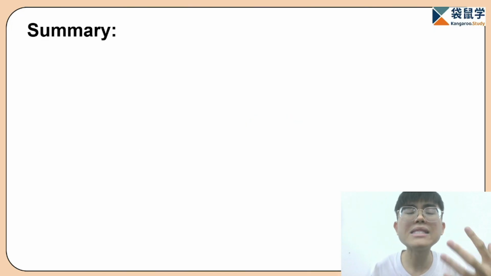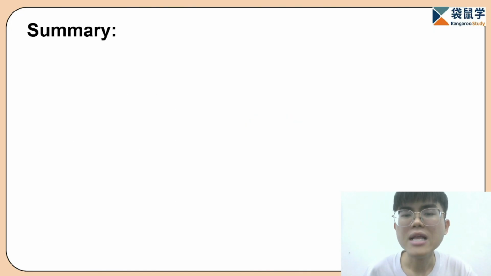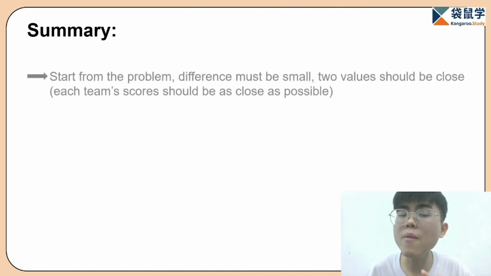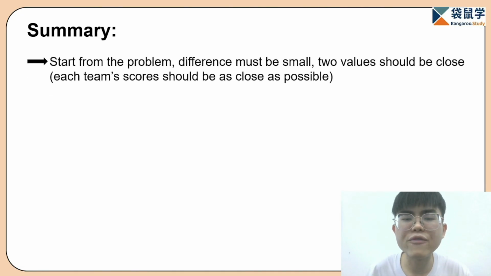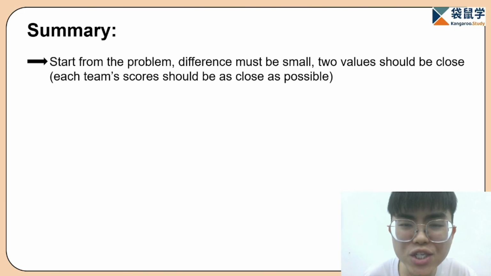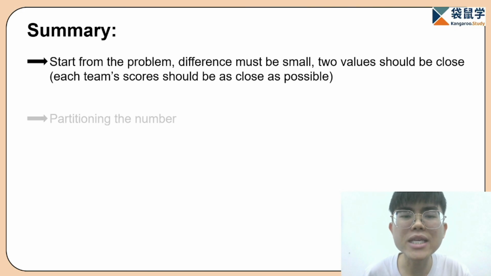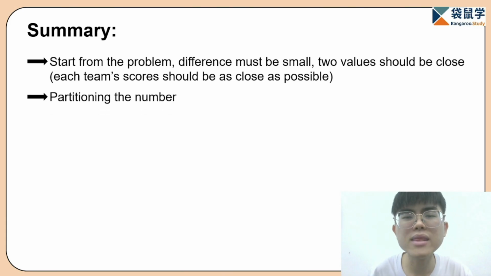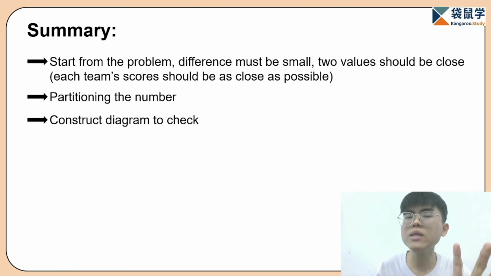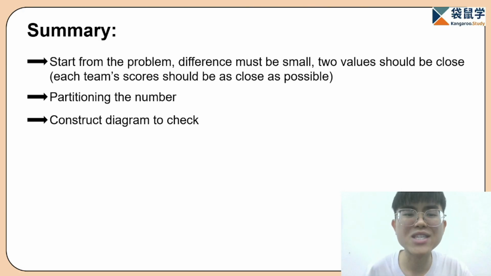Right? Now let's summarize what we have learned in this question. The first thing that we have to do is to start from the problem. We have to observe that the difference between 2 scores must be small. Therefore, the 2 values should be close. Just like in this question, we want each team's score to be as close as possible. Then we partition the numbers. And finally, when dealing with such questions, we will also be required to construct a diagram to show their win-loss relationship to ensure that we are able to confirm the eligibility of the scenario. So that's all for this question.